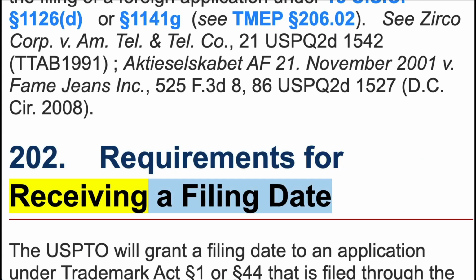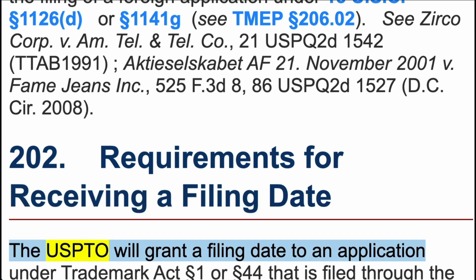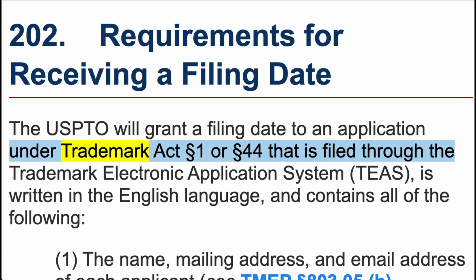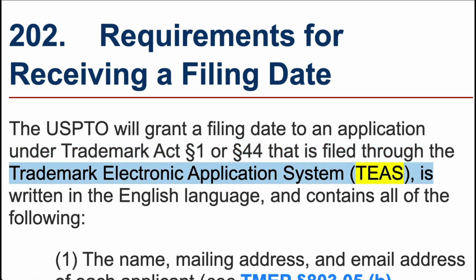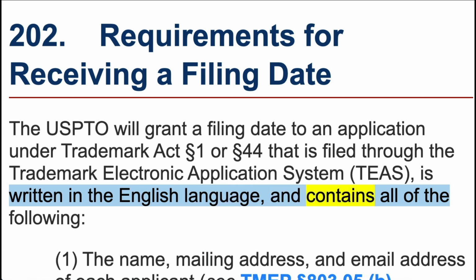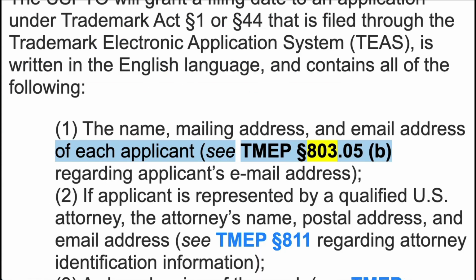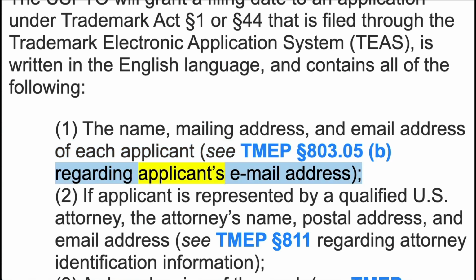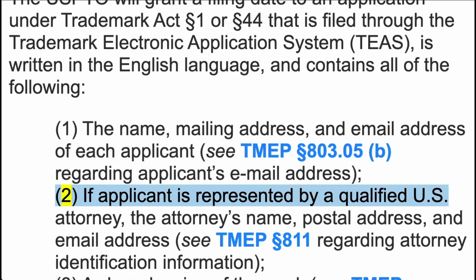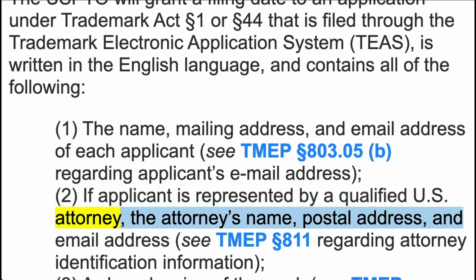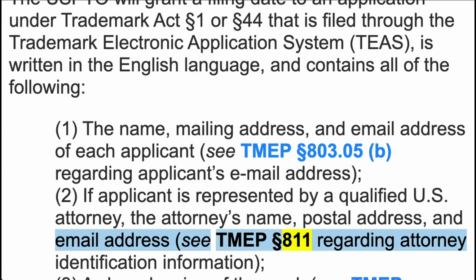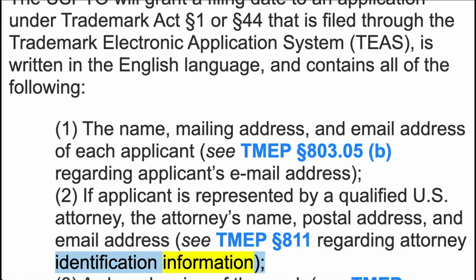202. Requirements for receiving a filing date. The USPTO will grant a filing date to an application under Trademark Act Section 1 or Section 44 that is filed through the Trademark Electronic Application System (TEAS), is written in the English language, and contains all of the following. 1. The name, mailing address, and email address of each applicant, see TMEP Section 803.05(b) regarding applicant's email address. 2. If applicant is represented by a qualified U.S. attorney, the attorney's name, postal address, and email address. See TMEP Section 811 regarding attorney identification information.